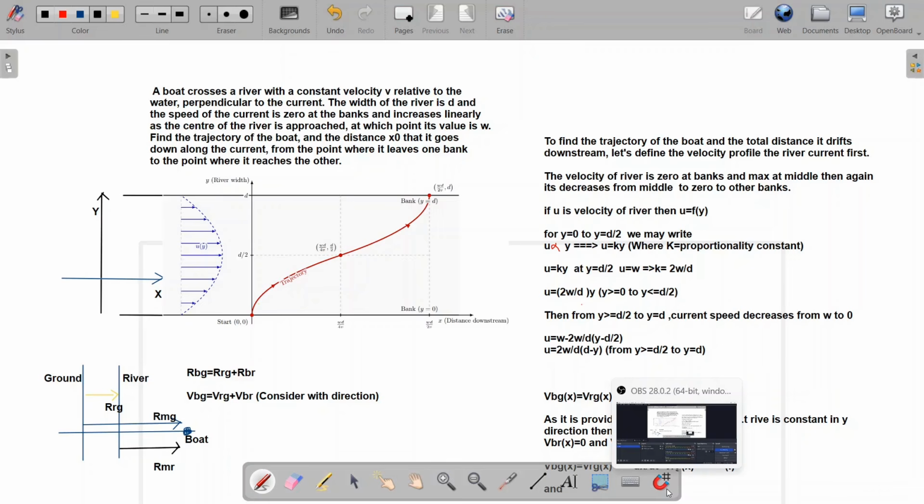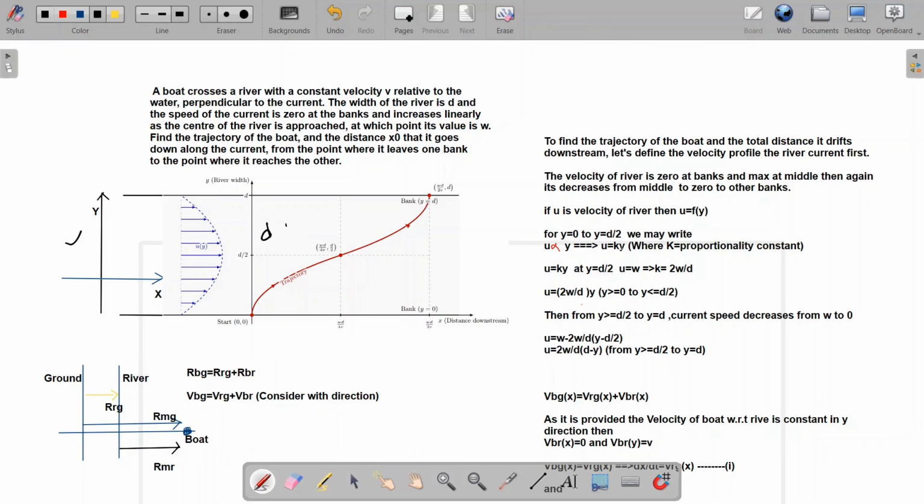Today we'll solve one of the most elegant relative motion problems using simple mathematics. Let the width of the river be d. Let's choose the y-axis across the river and the x-axis along the direction of the current.